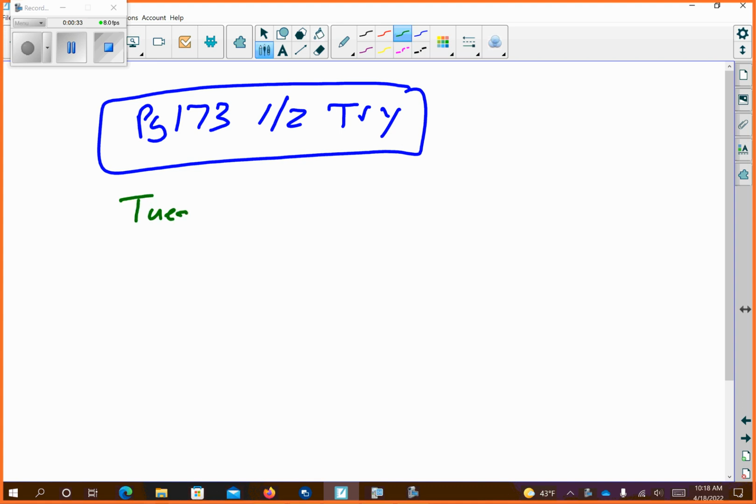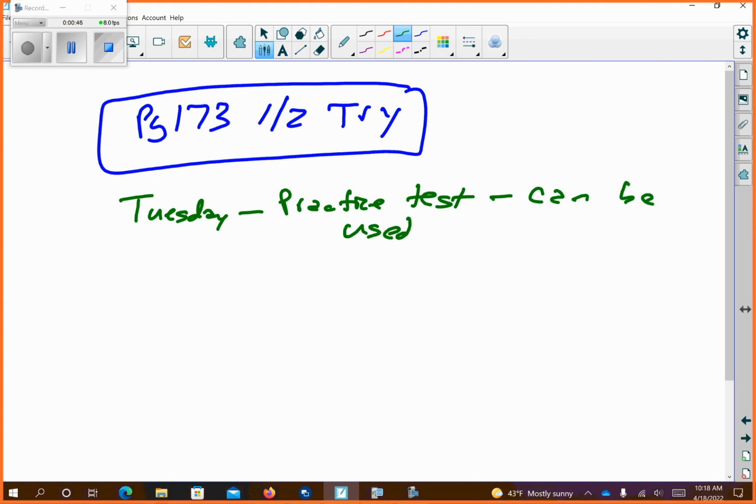So this week, Tuesday, which is tomorrow, we will work on the practice test. Okay? The practice test can be used on in-class test on Wednesday. Being that it's a Wednesday, the quiz or the test itself is going to be a little bit shorter because Wednesday is a shorter day, right? Yay.